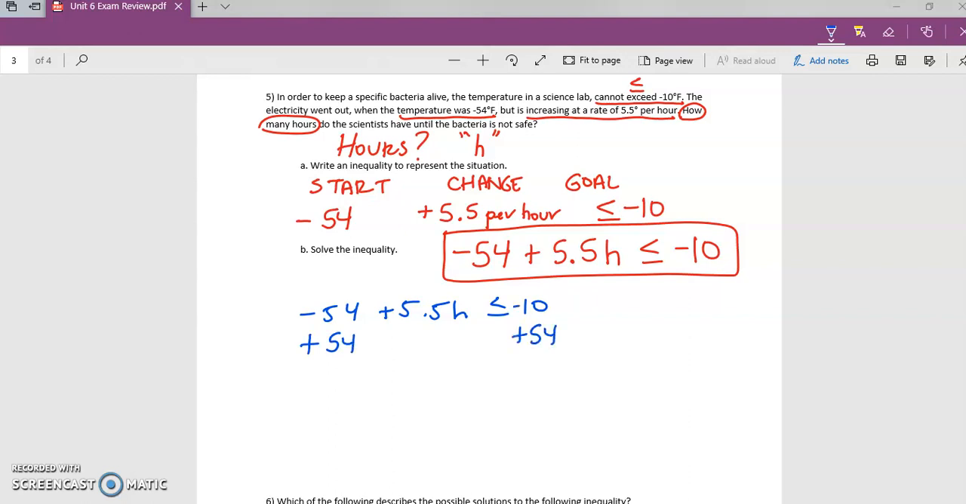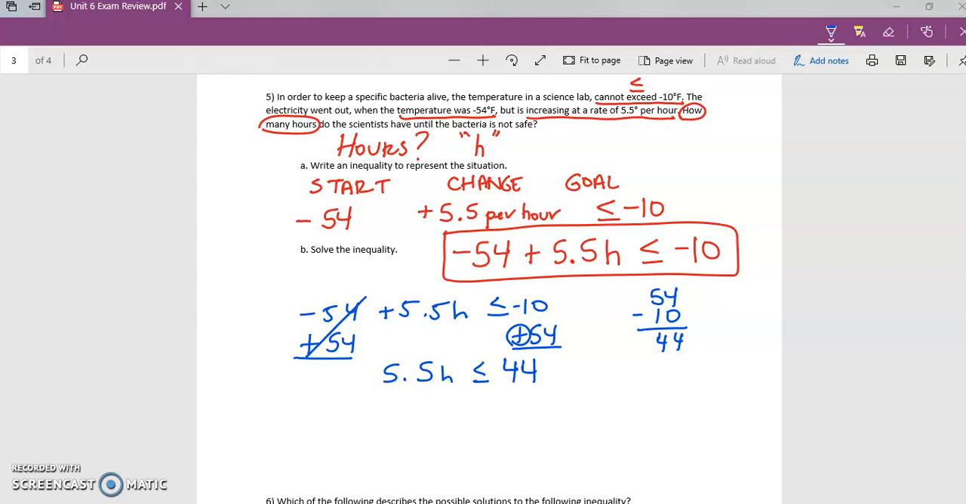And sorry, this was a negative 10. So I can cancel these. 5.5h gets brought down. The less than or equal to gets brought down. And negative 10 plus 54, again, if they're different signs, I subtract them. 54 minus 10 is 44. And I keep the sign of the larger number, which is the positive. So it's just going to be 44 degrees.